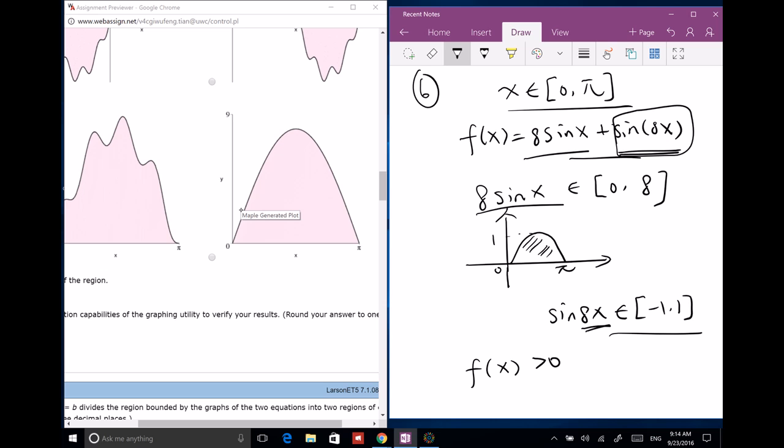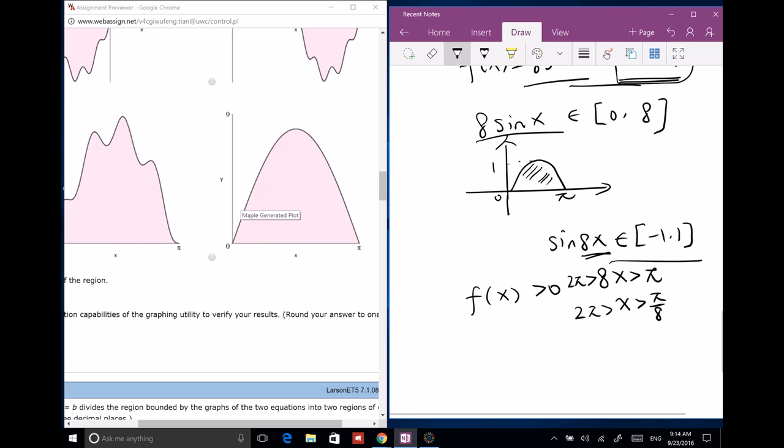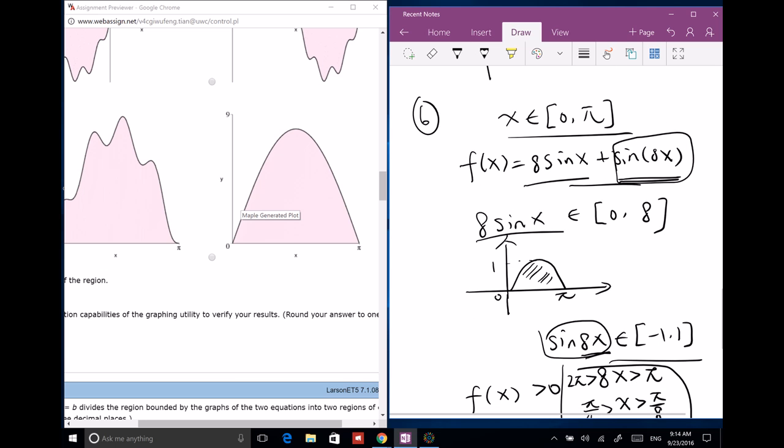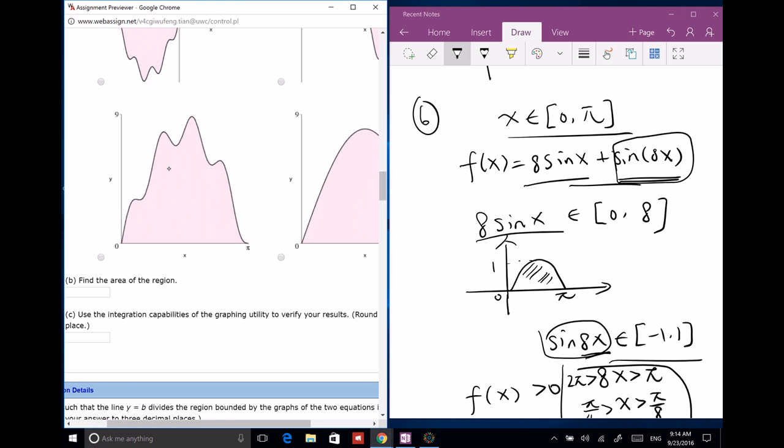Let me say 8x is bigger than pi. For example, x is bigger than pi over 8 and less than 2 pi. So you can see that x is bigger than pi over 8, less than pi over 4, then this is negative. The sine 8x is negative. Anyway, the 8 sine x is still bigger than this negative, but the function will drop a little bit. That's why you have this shape, the drop and the wave in the function here.